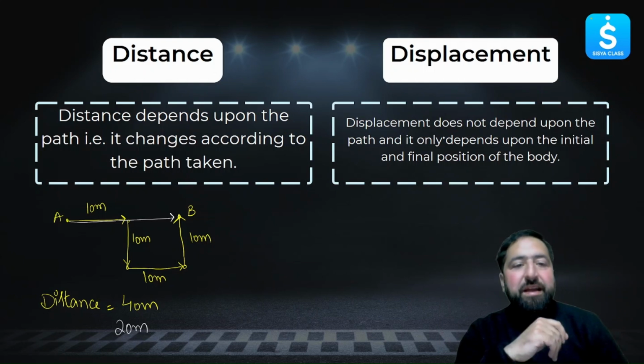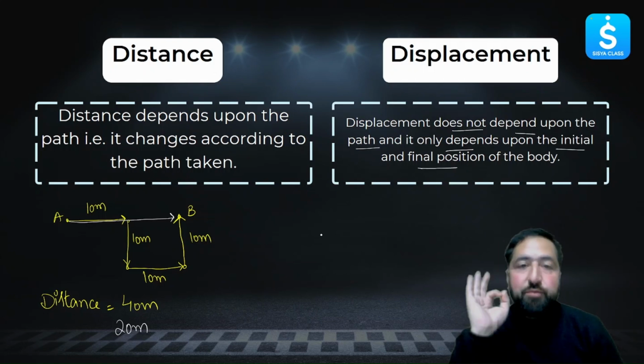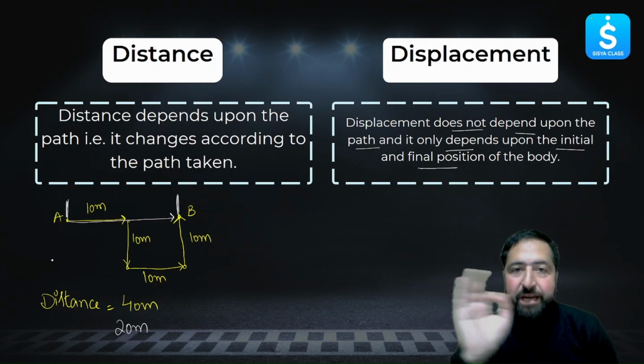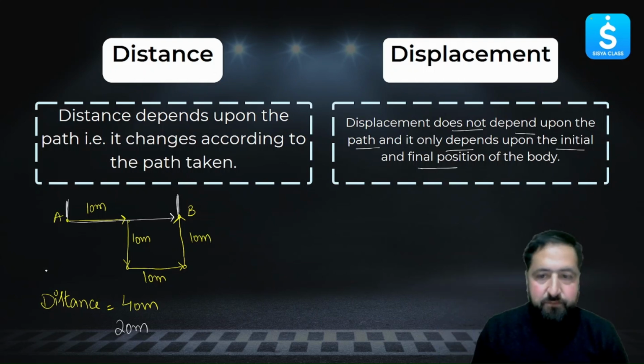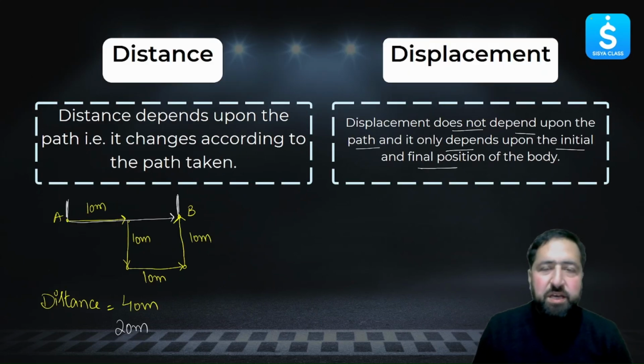So that's what it is writing. Displacement does not depend upon the path. It only depends upon the initial and the final position of the body. So in this case, from point A to point B, displacement will always be 20 meters. That's nice. So now let us move to the next. These were some differences between distance and displacement.